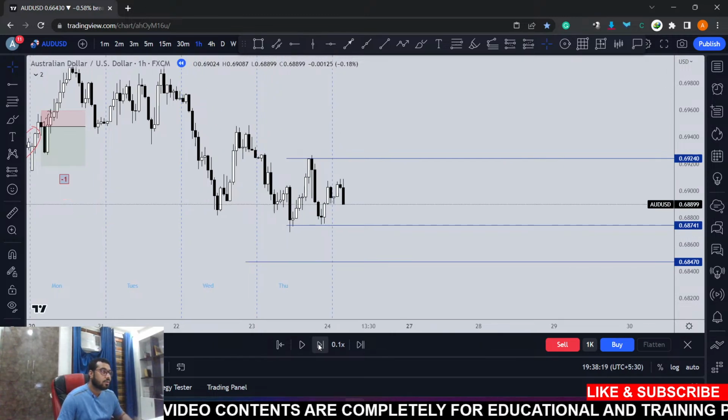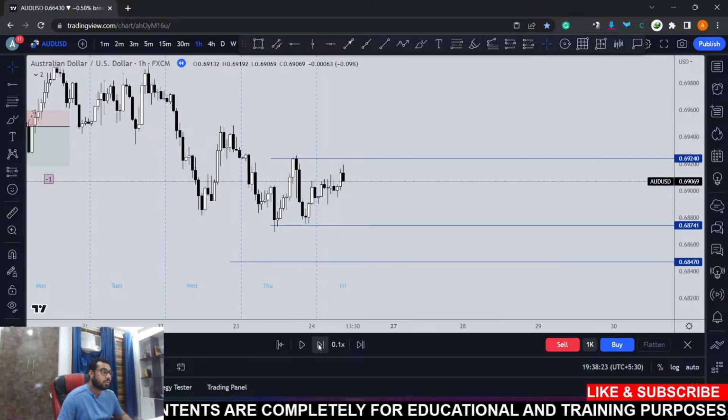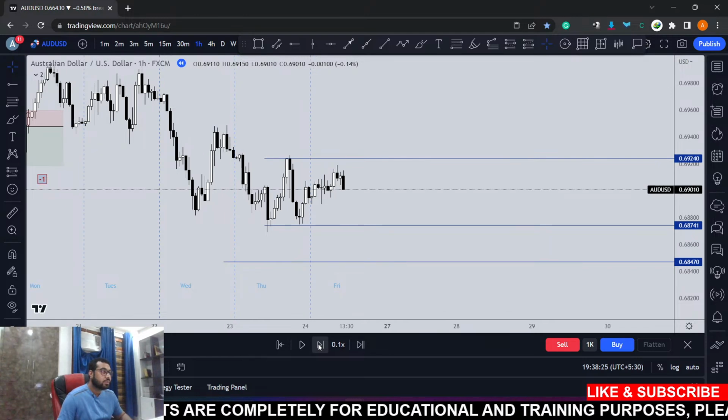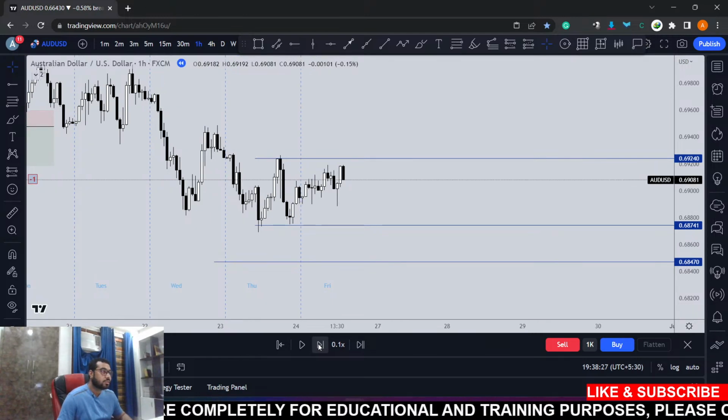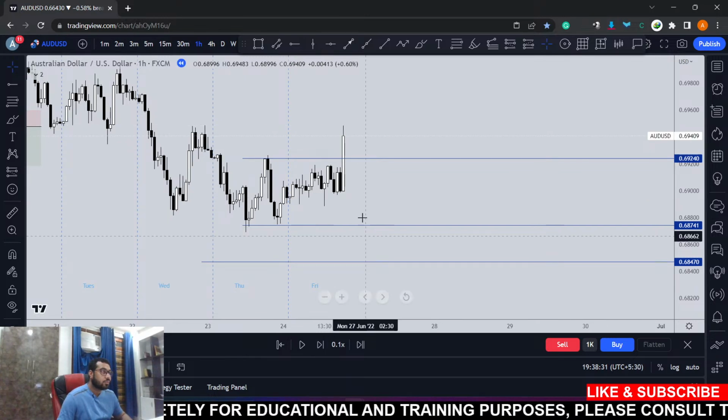Quickly for it. So taking any entry in this sort of market condition will be risky. Just wait, be patient. When the trend starts, just look for your entry.